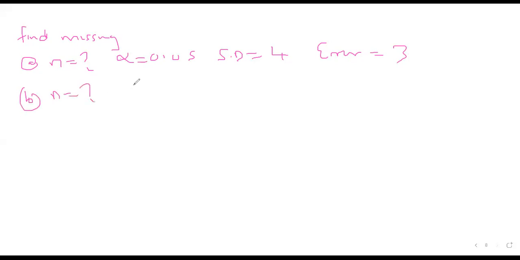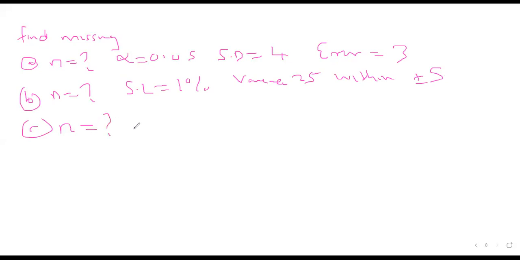size. And they've given us significance level 1%, our variance has been given as 25, and error has been given as within plus minus 5. Here, find the sample size, our confidence level is 98%, and our P maybe is 20%. So we are being asked to find a sample size for each of them.